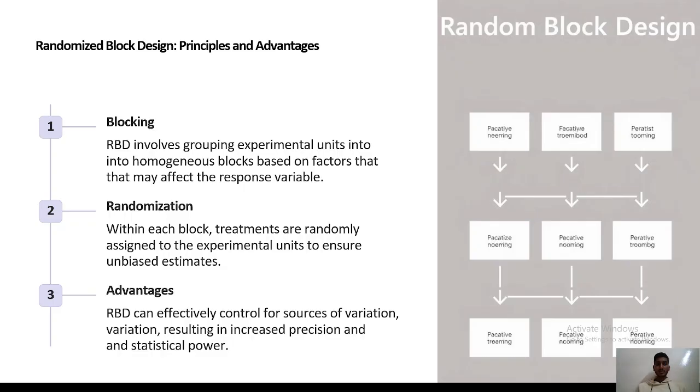RBD, randomized block design: principles and advantages. Blocking: RBD involves grouping experimental units into homogeneous blocks based on factors that may affect the response variable. Randomization: within each block, treatments are randomly assigned to experimental units to ensure unbiased estimates. Advantages: RBD can effectively control for sources of variation, resulting in increased precision and statistical power.